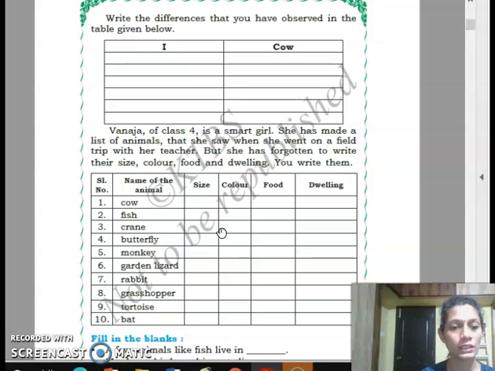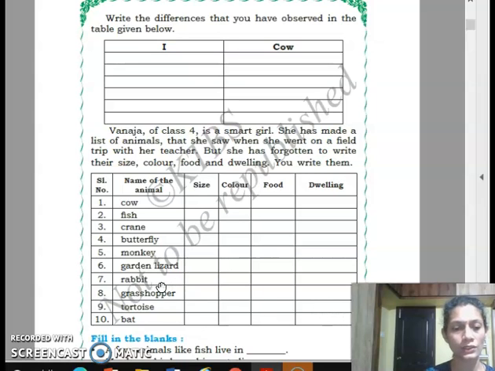Now you know that they walk in water. They find food in water, but they don't live in water. Most of the time you might have also seen that crane stands on water, but they don't live in water. Understood? They go there to get their food. Now butterfly, monkey, garden lizard, rabbit, grasshopper, tortoise, bat, all this you have to write.